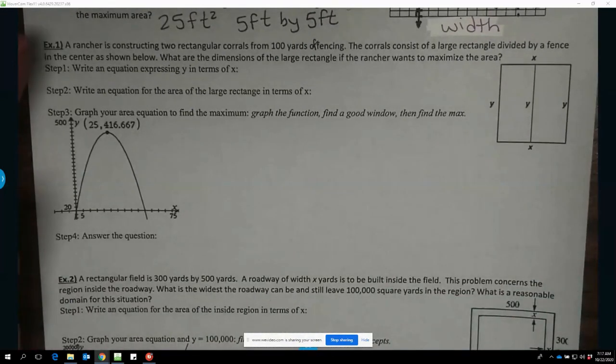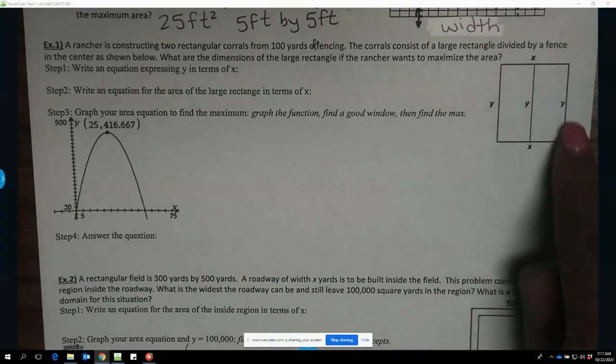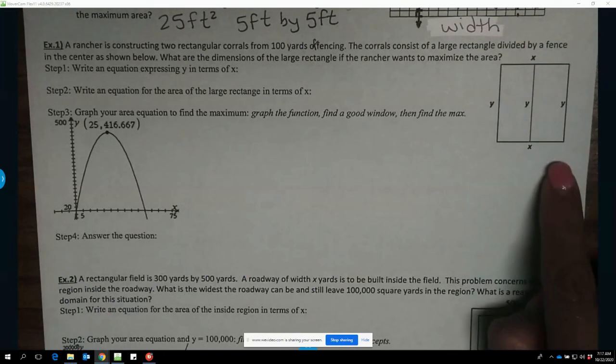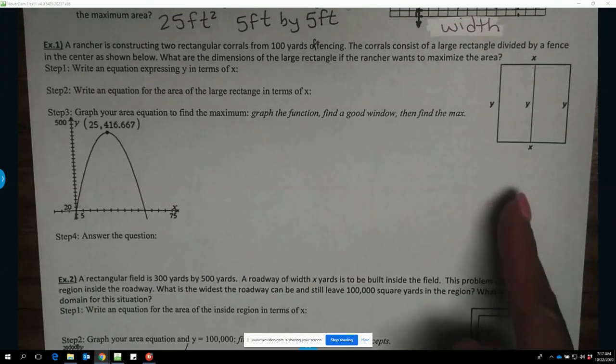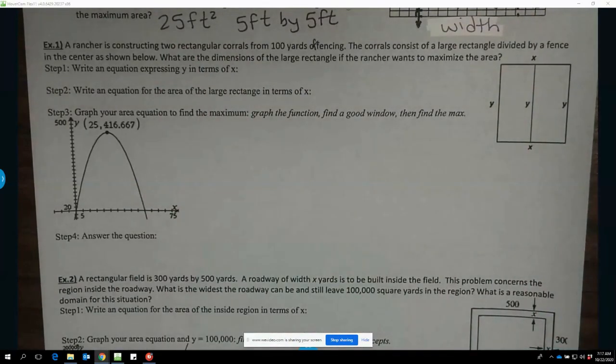So I already have here step by step what we should do. So the picture's already been drawn. You have the large rectangle that measures x by y. And then it has a fence in the middle because you're dividing it into 2 rectangular corrals.